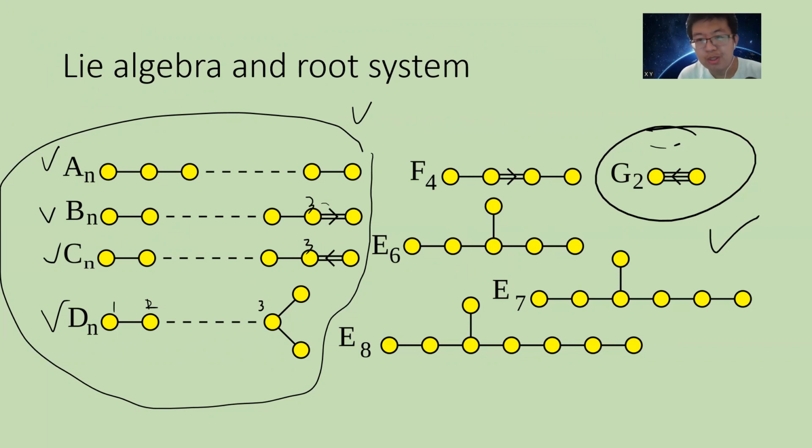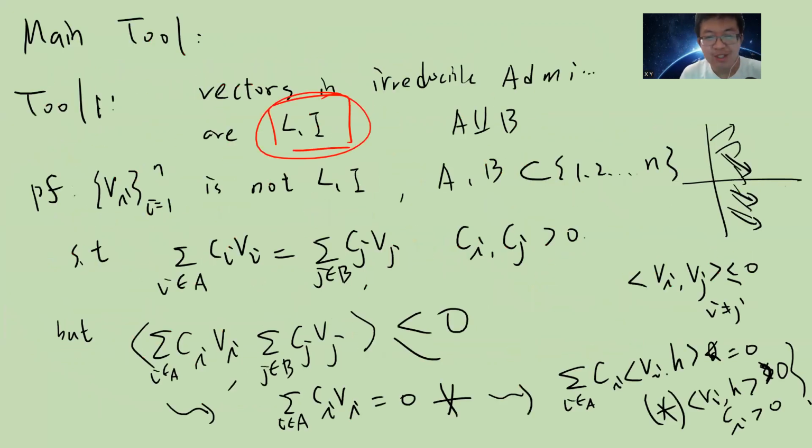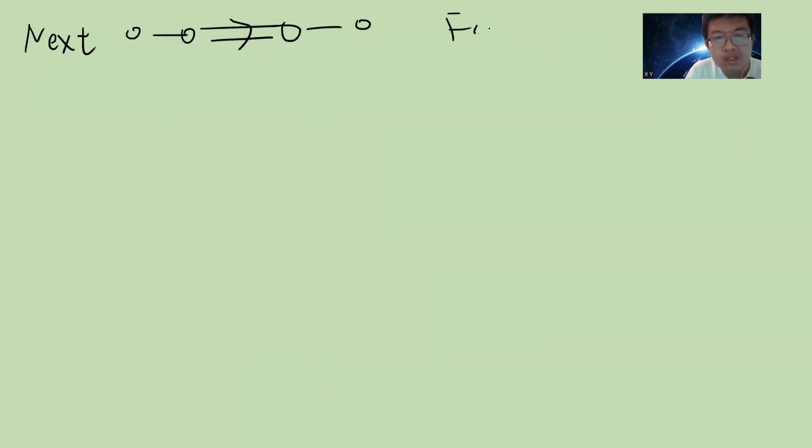Okay, so now the problem is why F4, E6, E7, E8 are allowed. Okay, so next. So this is the F2. Sorry, this is F4. So what I will try to show is that F4 are special. F4 are special.